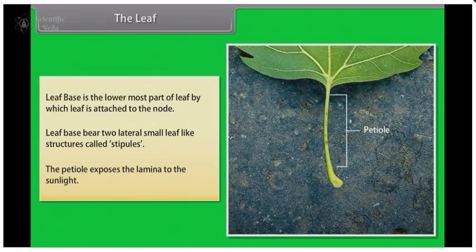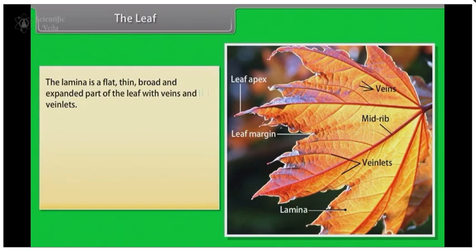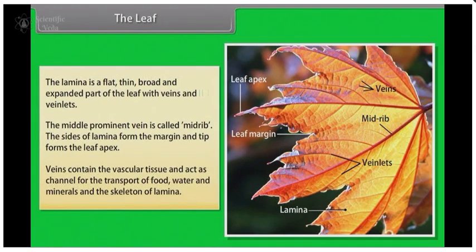The petiole exposes the lamina to the sunlight. The lamina is a flat, thin, broad, and expanded part of the leaf with veins and veinlets. The middle prominent vein is called midrib. The sides of lamina form the margin and tip forms the leaf apex. Veins contain the vascular tissue and act as channel for the transport of food, water, and minerals, and the skeletal of lamina.